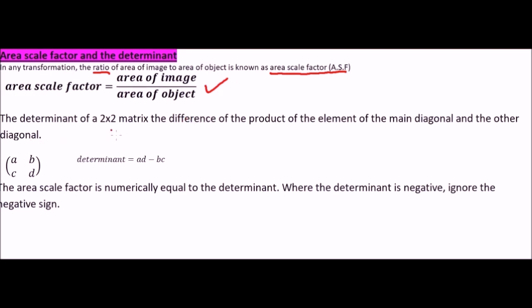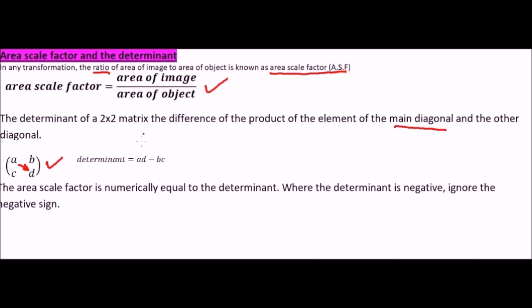The determinant of a matrix is the difference of the product of the elements of the main diagonal and the product of the elements of the other diagonal. That is, if we are given the matrix A, B, C and D, the determinant is the product AD, that is the main diagonal, minus the product of the elements of the other diagonal, BC. So that is how we calculate the determinant.